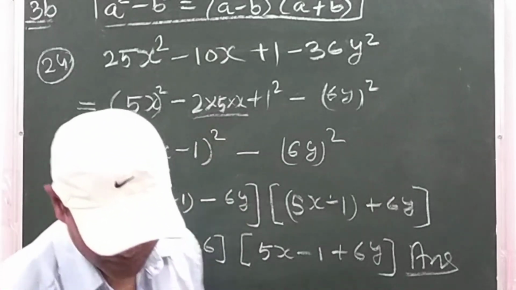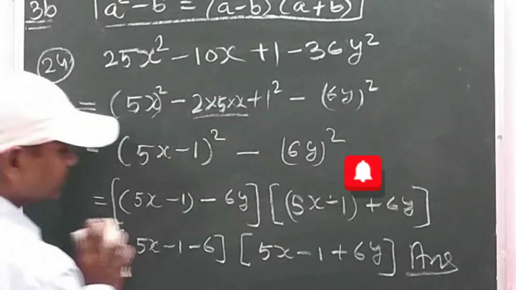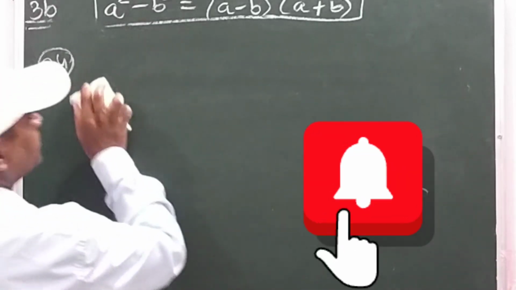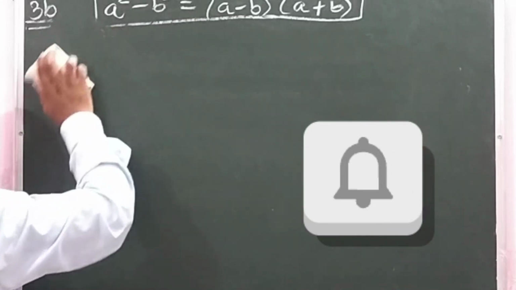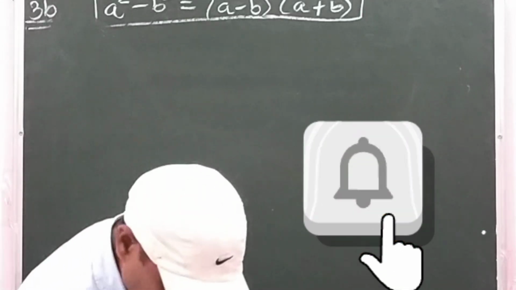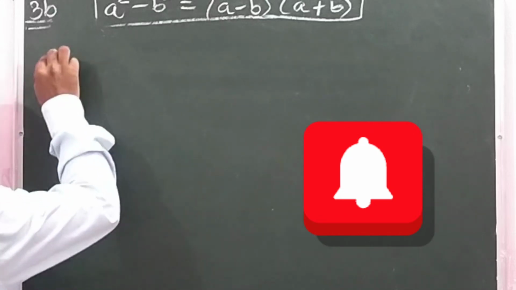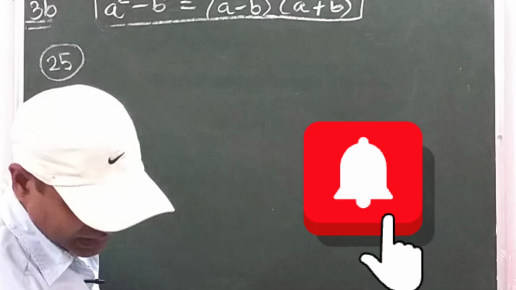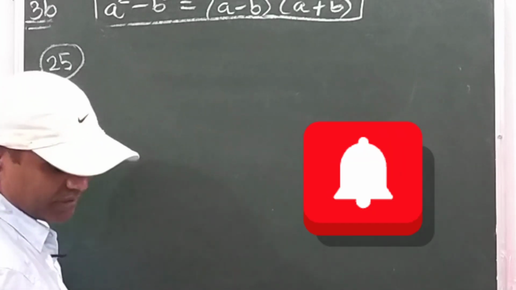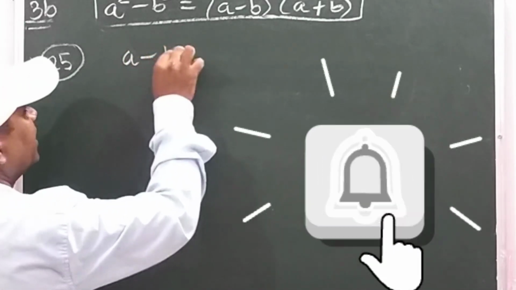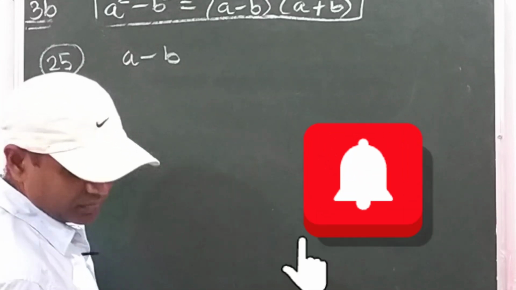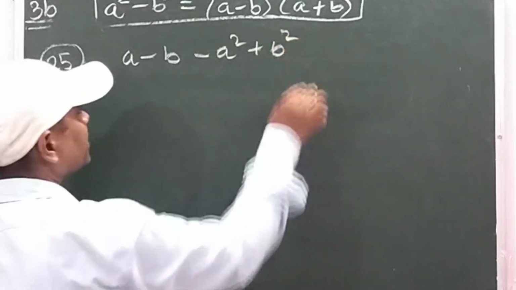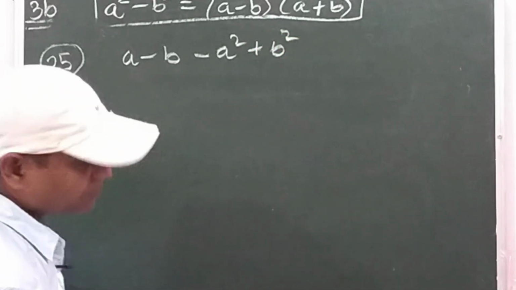Now next question is 25. Question number 25 is a minus b minus a square plus b square. So this is our question.